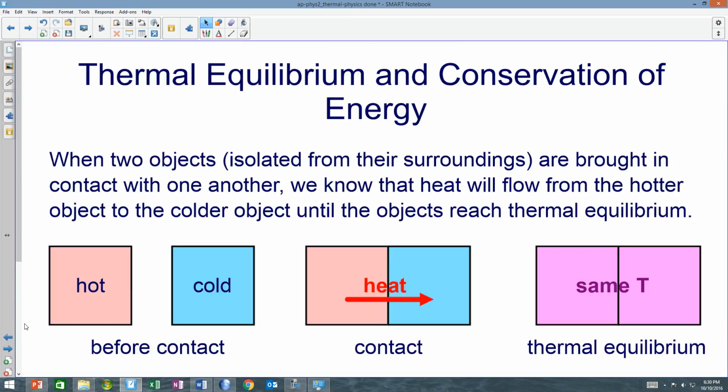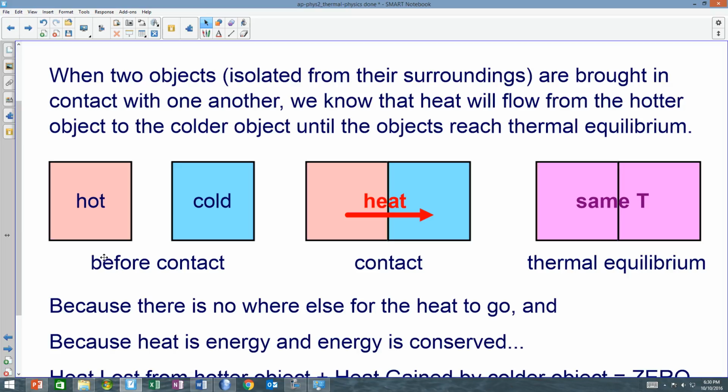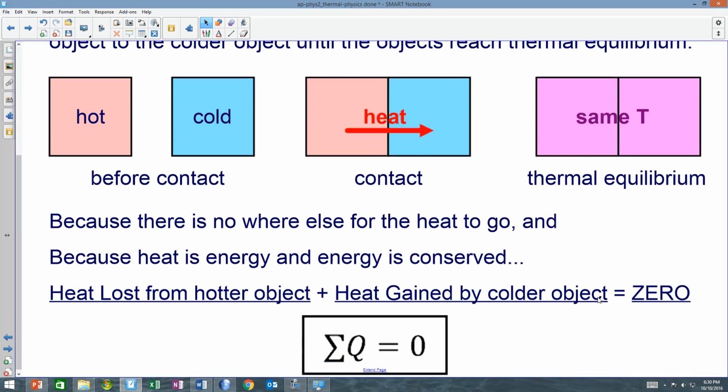When two objects, which are isolated from their surroundings, are brought in contact with one another, we know that heat will flow from the hotter object to the cooler object until both of the objects reach thermal equilibrium. So here we have before contact. When they contact each other, the hot object will transfer energy to the cold object, and eventually they will reach the same temperature and be in thermal equilibrium.